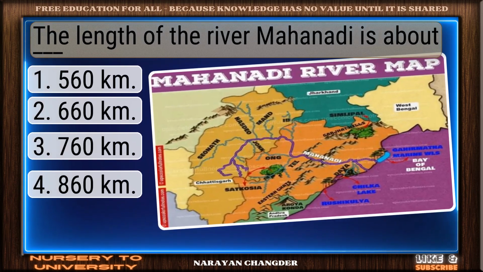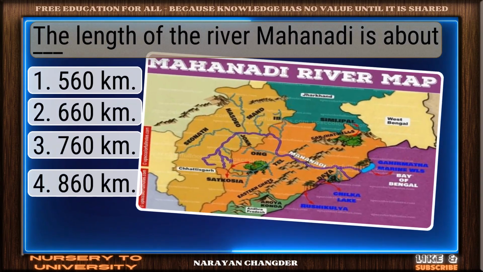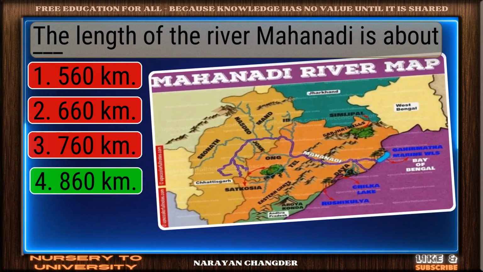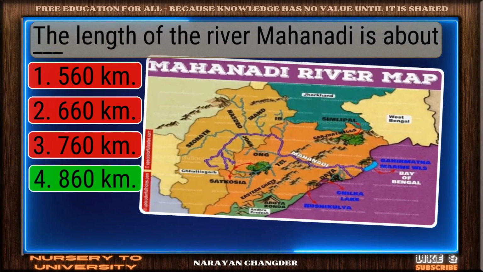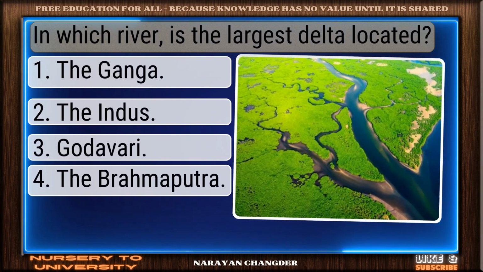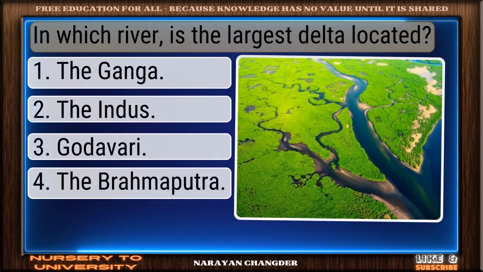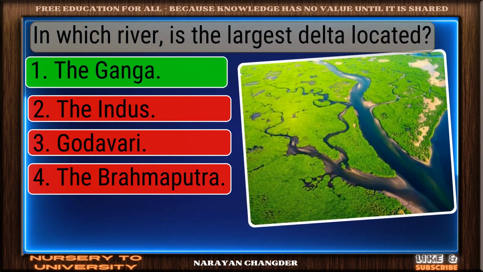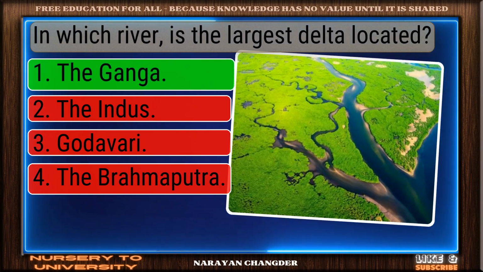Question number 135. The length of the river Mahanadi is about dash. Well picked. 8060 Kwams is the correct answer. Question number 136. In which river is the largest delta located? Well reasoned. The Ganga is the correct choice.